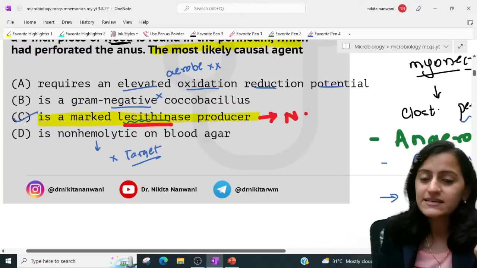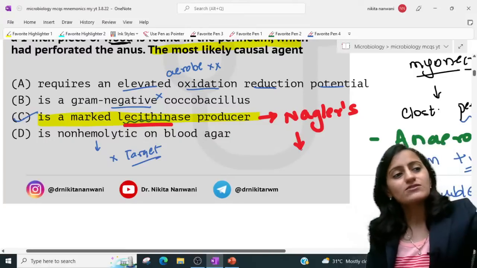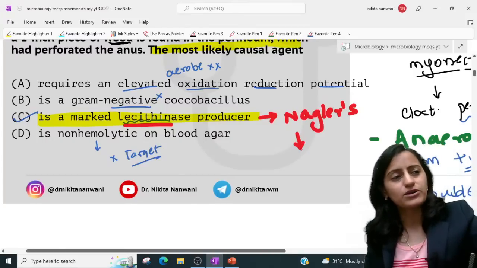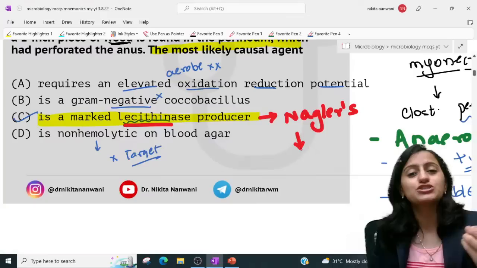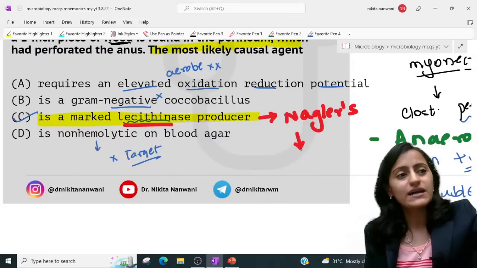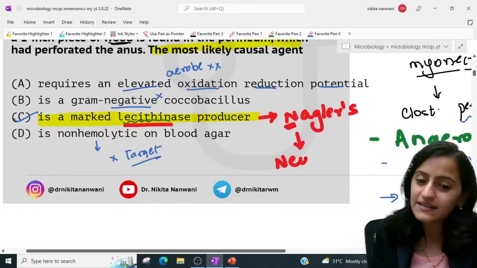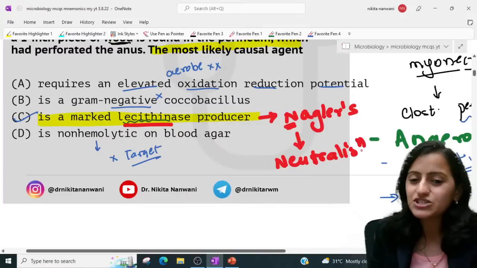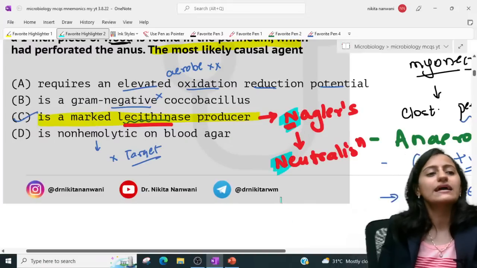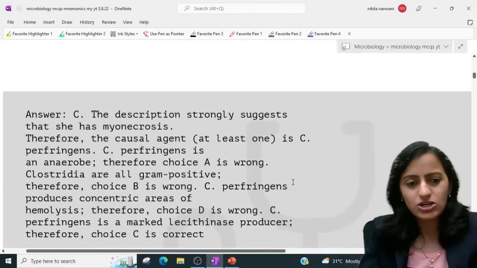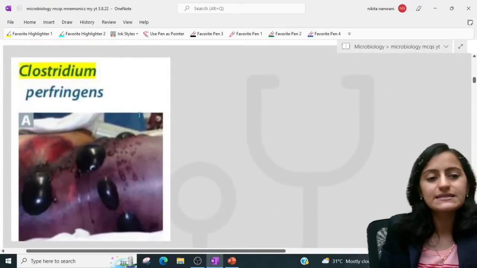What reaction is it? That is the Naegler's reaction. Okay, that is the Naegler's reaction. So now tell me, Naegler's reaction, this is another important question recently asked. Is Naegler's reaction an example of neutralization, or is it complement fixation? What kind of test is Naegler's? Remember, N for N, Naegler's is neutralization. Okay, Naegler's is an example of neutralization. Remember, N for N. Naegler's is neutralization.